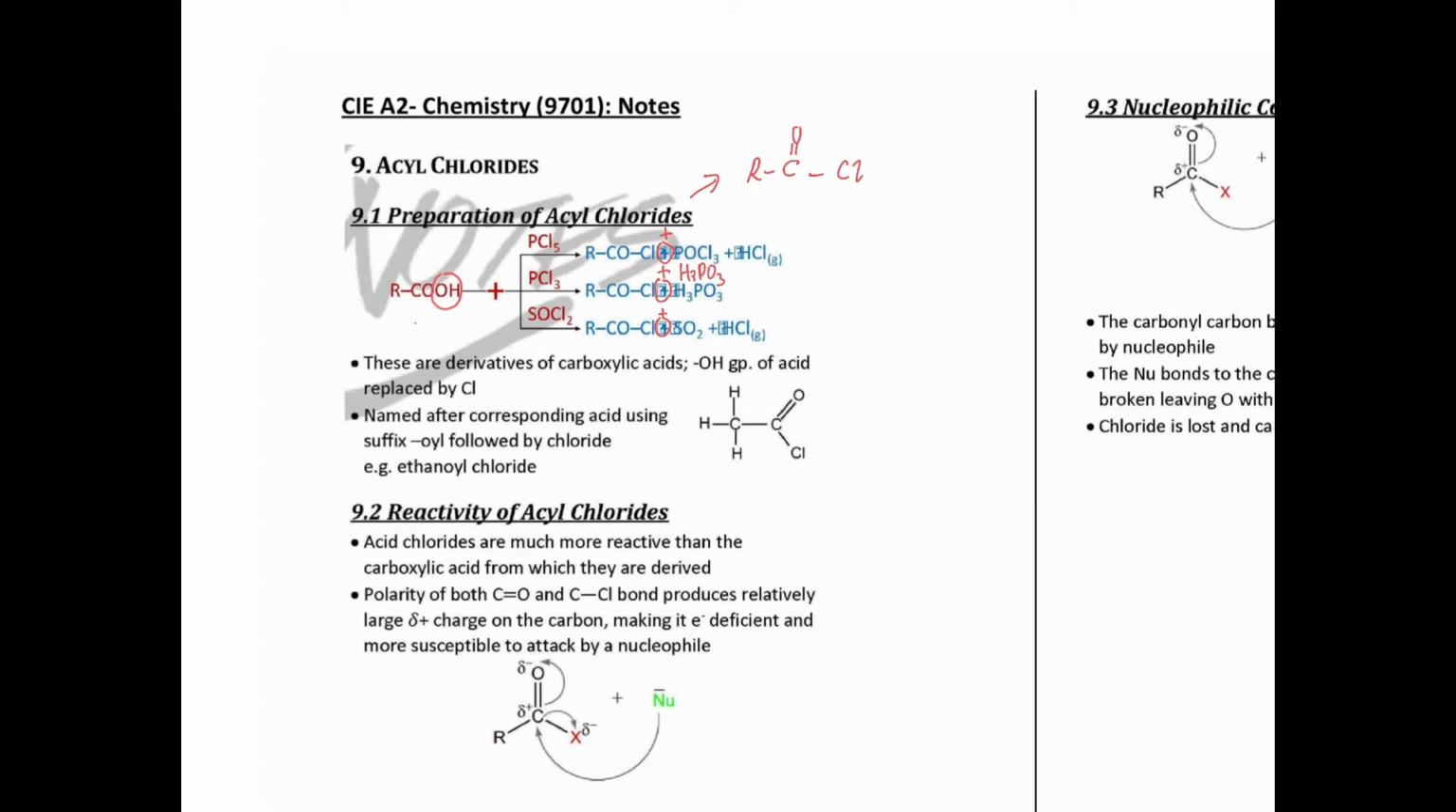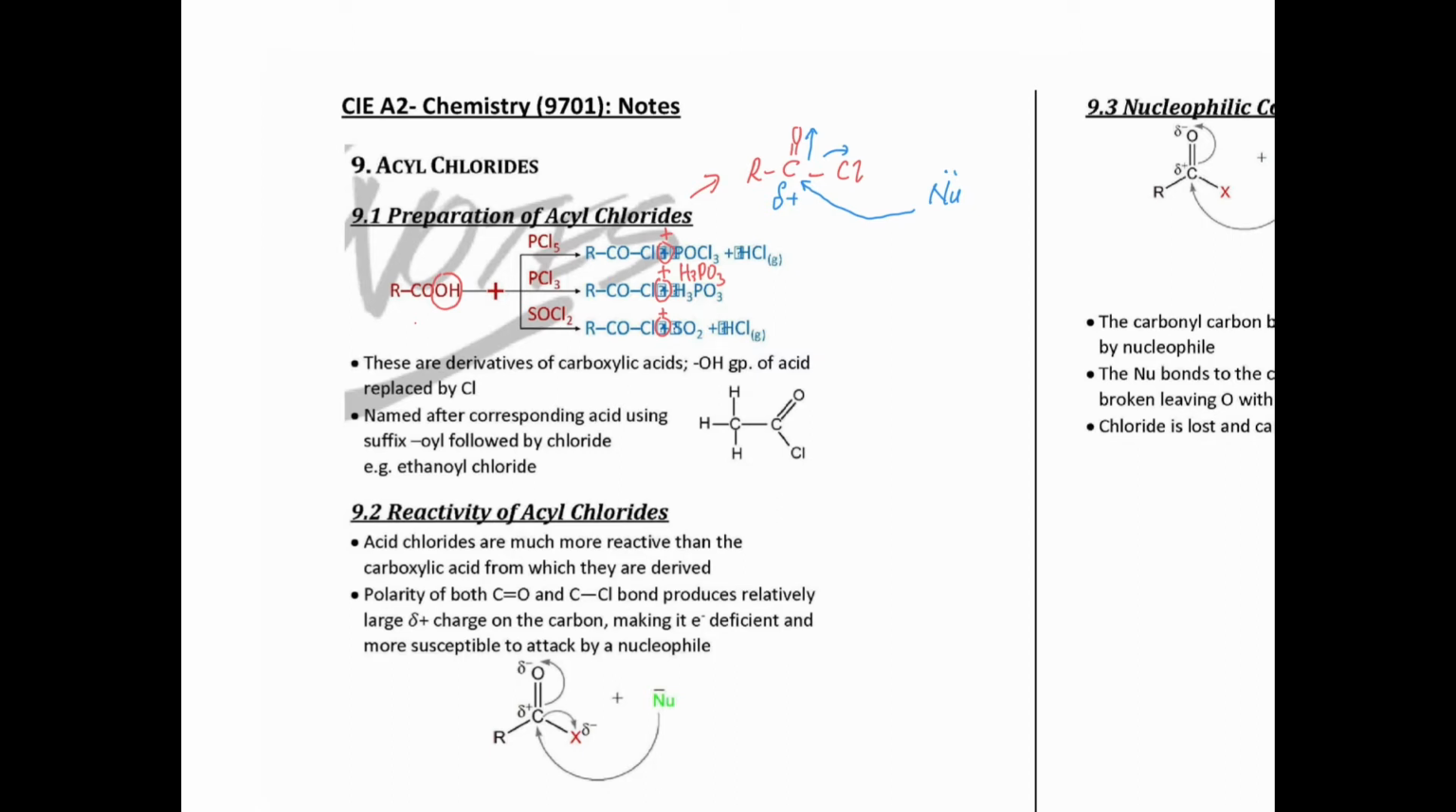RCOCl. Anything special about RCOCl is it is very reactive. Why? Because of the carbon, which is very positive. Oxygen is withdrawing electrons. Chlorine is also withdrawing electrons, making this carbon delta positive, that is more positive. And a nucleophile could easily come here to attack this carbon, making it very reactive.